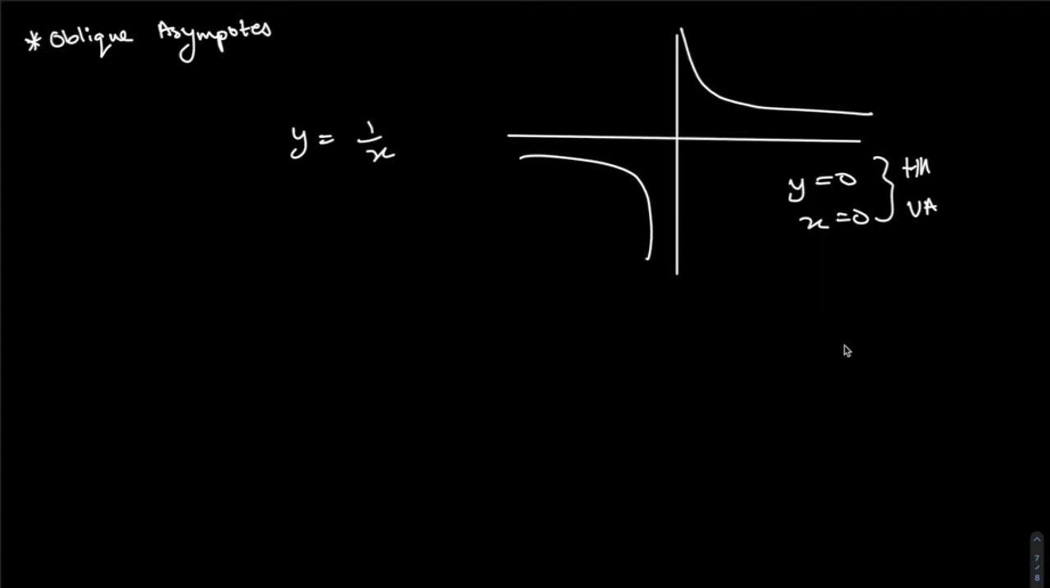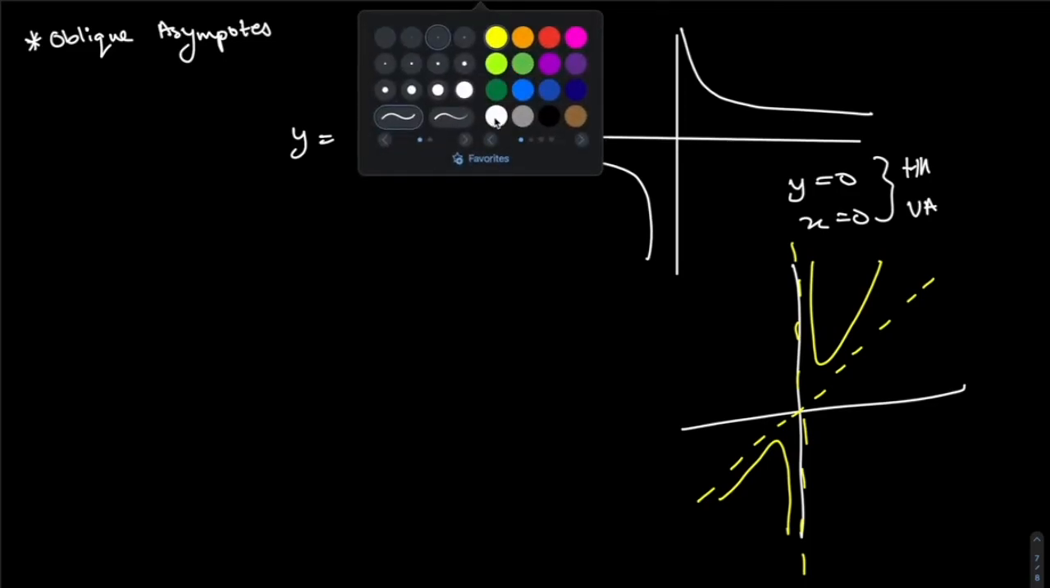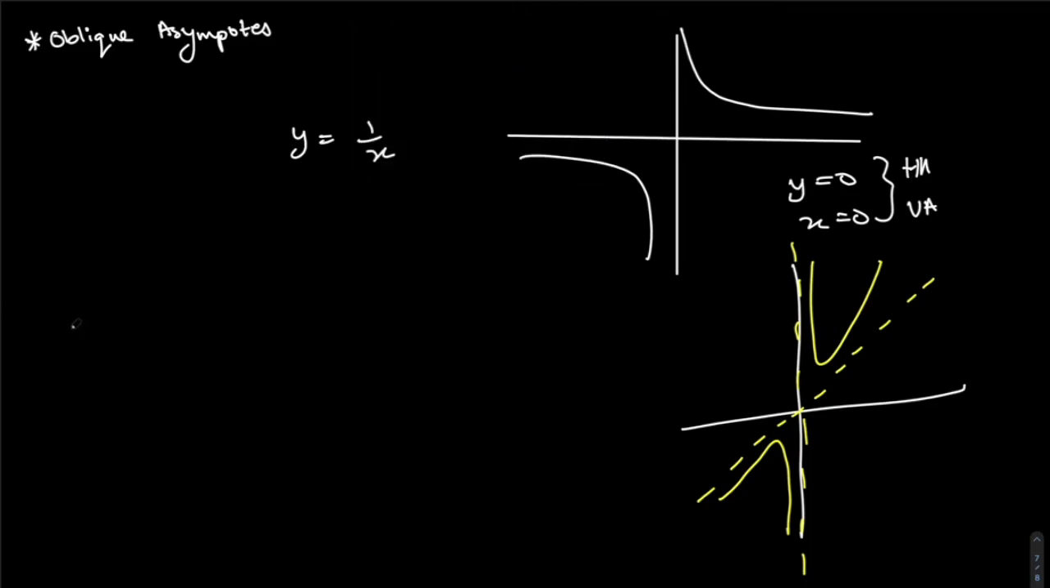An oblique asymptote is when you have a curve like this, and like this. Let me redraw this, and I'll change the color. Something like this and something like this. In this case, one asymptote is right here, like this, and the other asymptote is kind of like this, right? I'm not going to do too many of these. I'm just going to show one example. And there's also a special format in which you can only get oblique asymptotes.